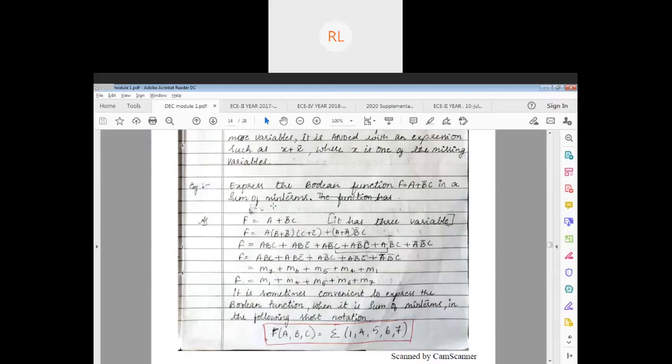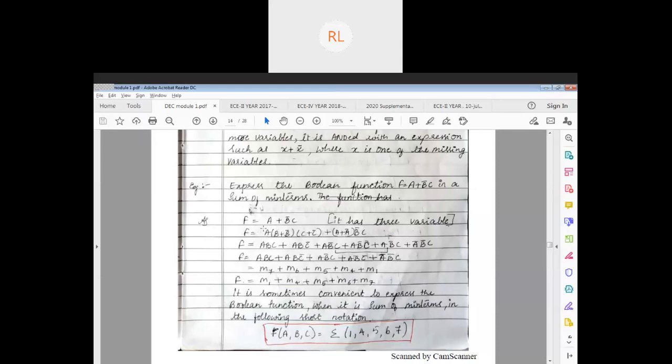Okay, fine. So we have an equation now, which tells us f is equal to a plus b bar c, and we are told to put it in the form of sum of min terms. Now min terms means what? Small m, and it is in what format? SOP format, which means a sum of products. All this you should remember.